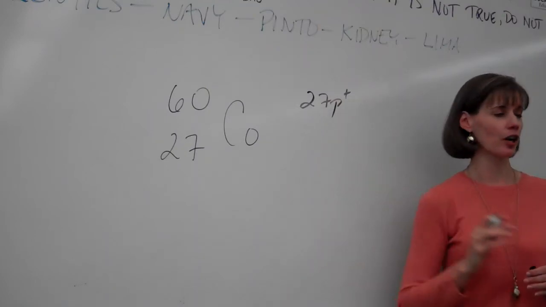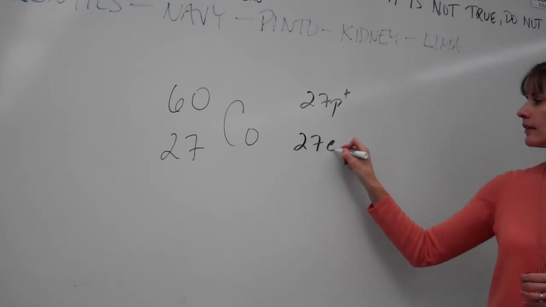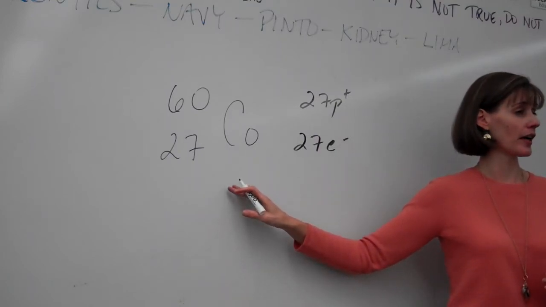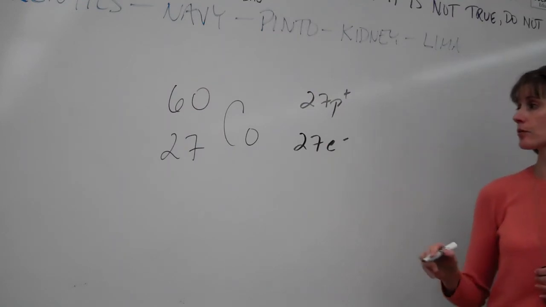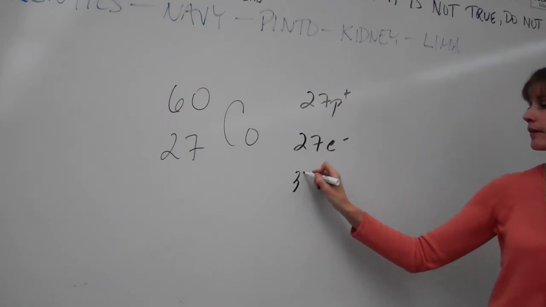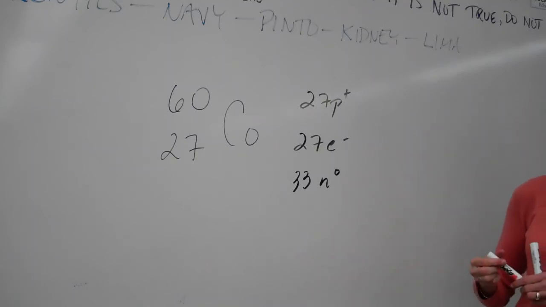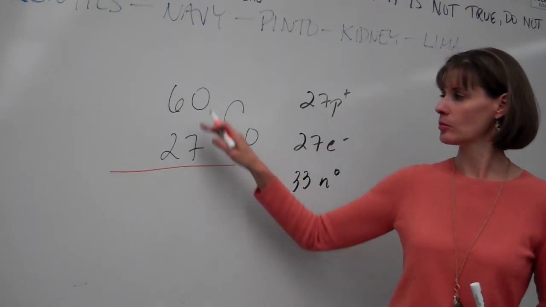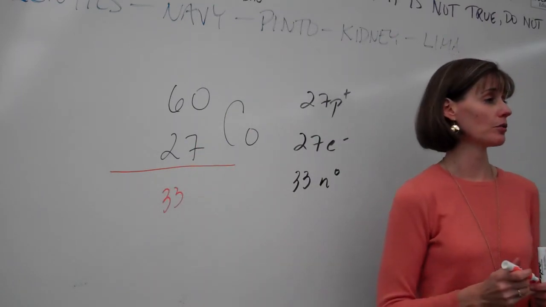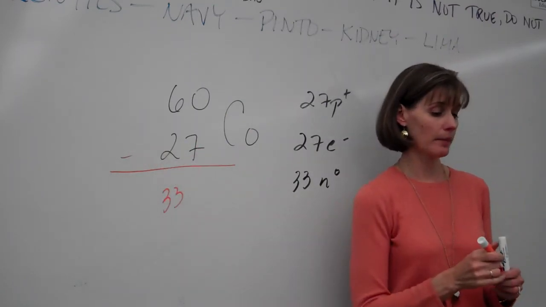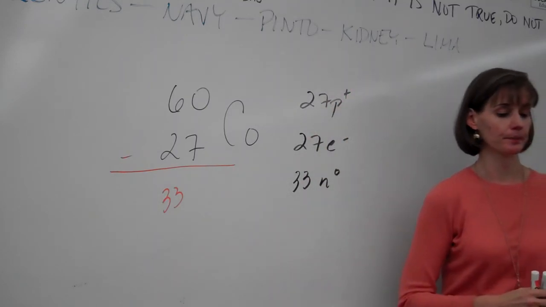How many electrons? 27. Why? It's the same number. Because this isotope does not have a charge. There's no charge written up here. And how many neutrons? Why? Because they subtract the atomic mass by the atomic number. Okay, we're going to subtract mass number minus atomic number to get those 33 neutrons. Okay? So your answer should pretty much look something like this.